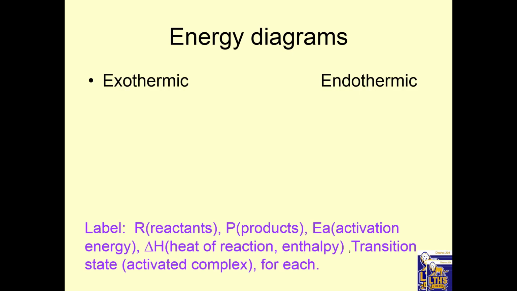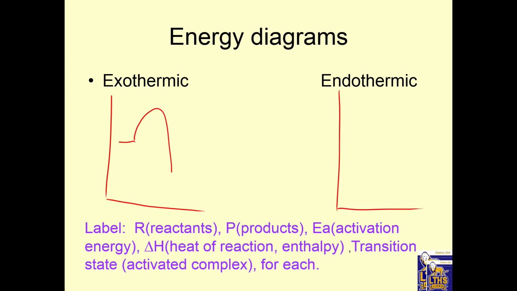Okay, so energy diagrams in general, potential energy diagrams: an exothermic reaction goes low, ends up lower than it started. That's exothermic. Endo ends up higher. The reactants are always on the left, products on the right.